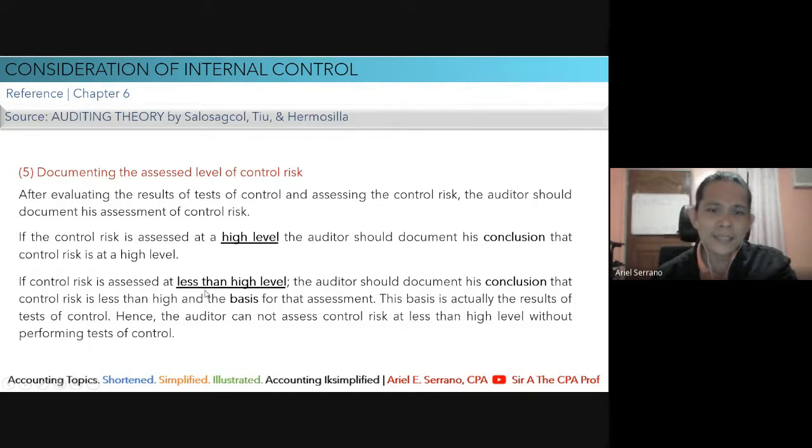And for that assessment, the basis is actually the results of your TOC. Hence, the auditor cannot assess control risk at less than high level without performing TOC. So to assess the controls at less than high, we have to perform TOC or the test of controls.